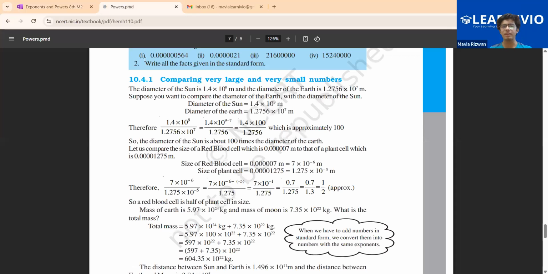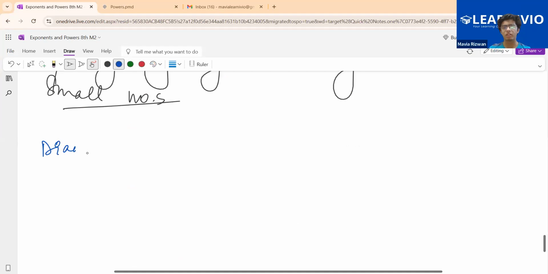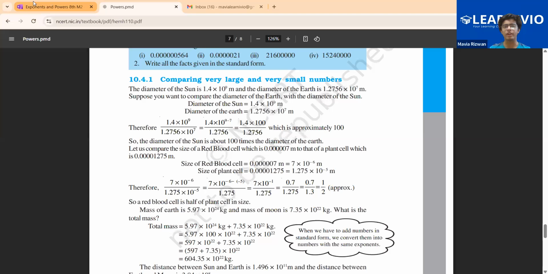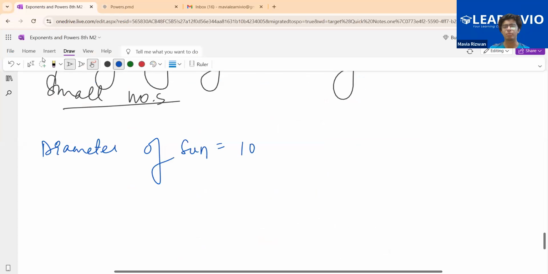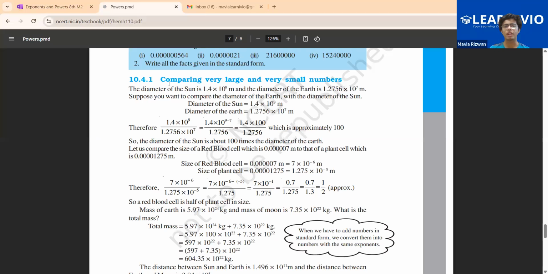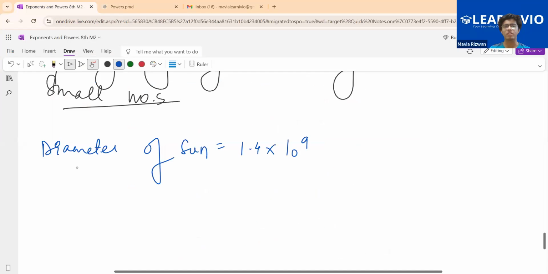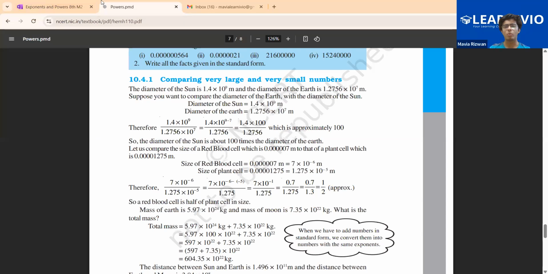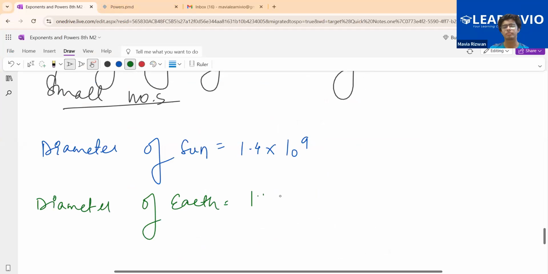Suppose in the question they are saying that the diameter of the sun is given as 1.4 into 10 raised to the power 9, and the diameter of the earth is 1.2756 into 10 raised to the power 7 meters. Okay, now we need to compare them.